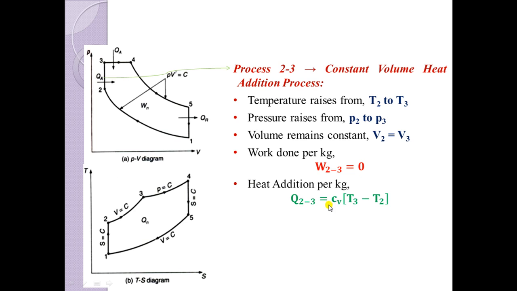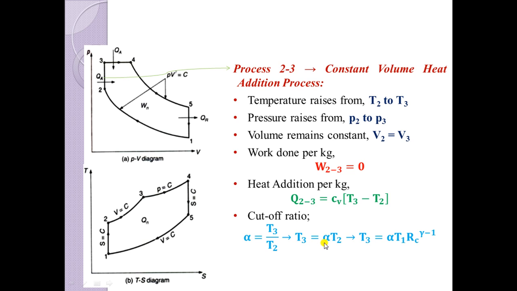So we can write Q23 as Cv times (T3 minus T2). We have two cutoff ratios here, one for constant volume and another for constant pressure. The constant volume cutoff ratio is taken as alpha, and it is given by the temperature ratio, that is, the final temperature over the initial temperature in that process.